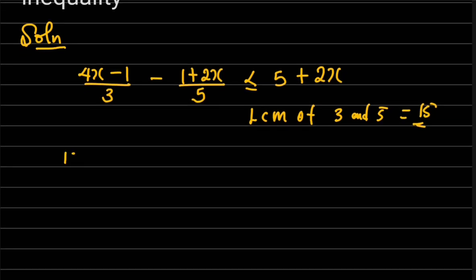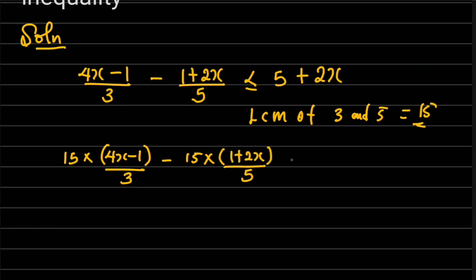So we are going to have 15 times (4x minus 1), which I will appreciate if you put in bracket. It's going to help you a lot, okay? Minus 15 times (1 plus 2x) over 5, less than or equal to 15 times 5, plus 15 times 2x. I think we're moving fine.